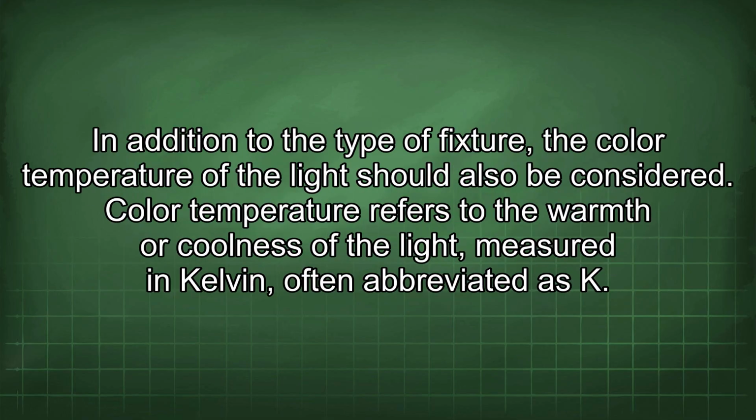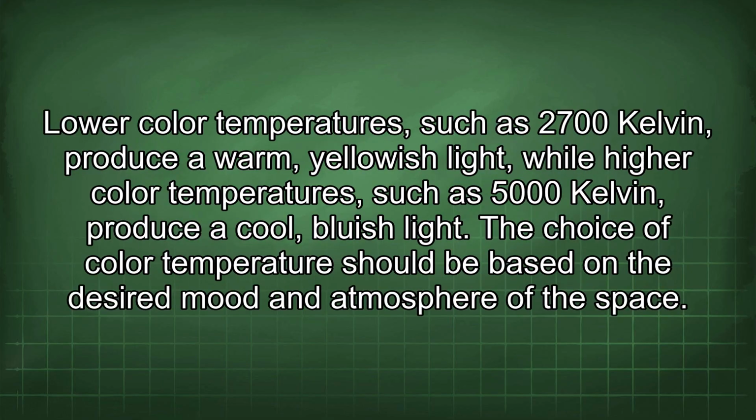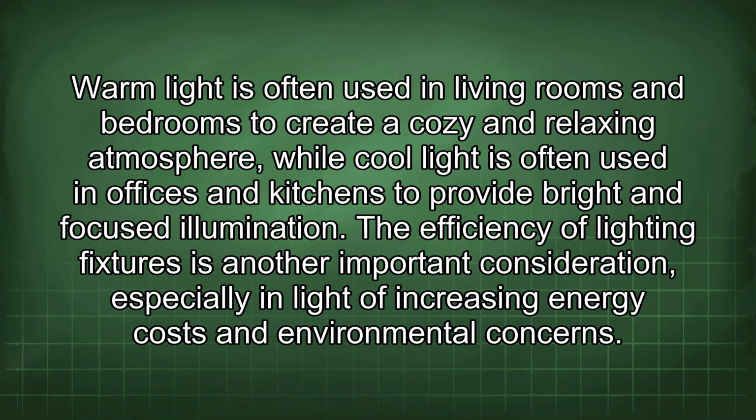space. In addition to the type of fixture, the color temperature of the light should also be considered. Color temperature refers to the warmth or coolness of the light, measured in Kelvin, often abbreviated as K. Lower color temperatures, such as 2700 Kelvin, produce a warm, yellowish light, while higher color temperatures, such as 5000 Kelvin, produce a cool, bluish light. The choice of color temperature should be based on the desired mood and atmosphere of the space. Warm light is often used in living rooms and bedrooms to create a cozy and relaxing atmosphere, while cool light is often used in offices and kitchens to provide bright and focused illumination.